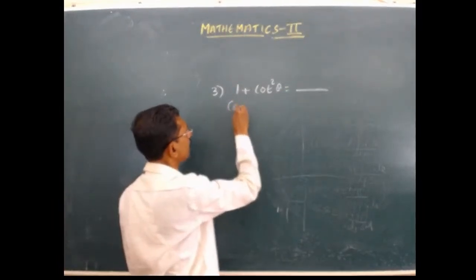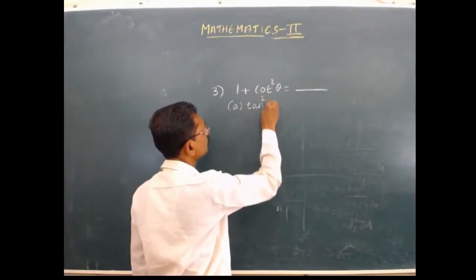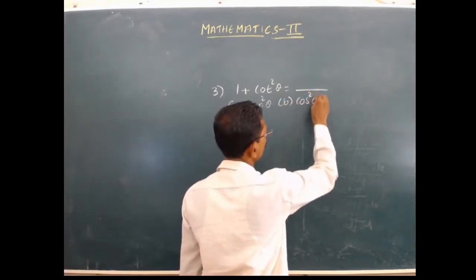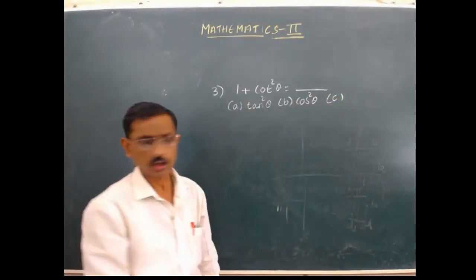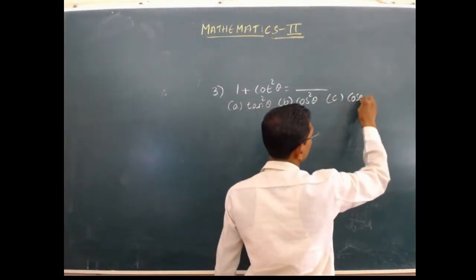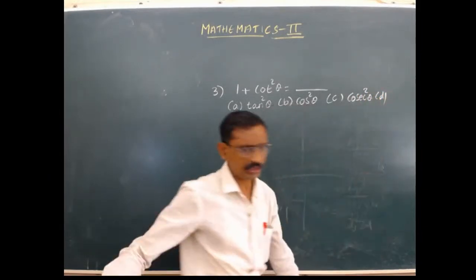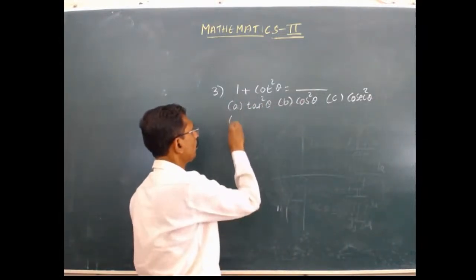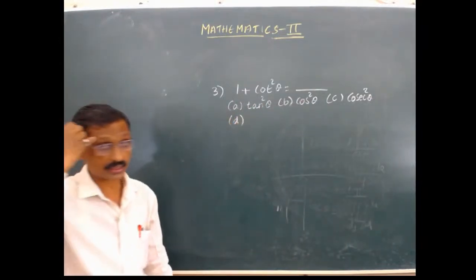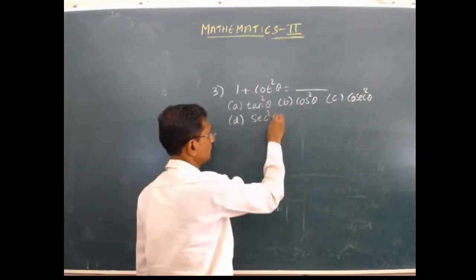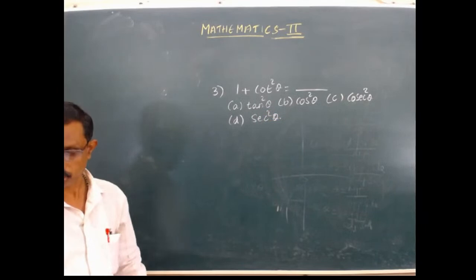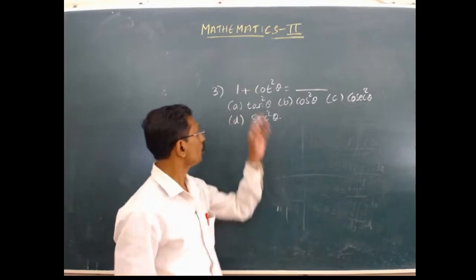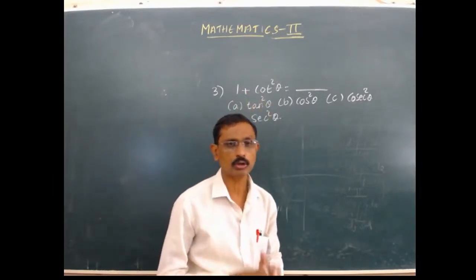My options are: A, tan square theta. My option B is cos square theta. My option C is cosec square theta. My option D is sec square theta. Right? So I have got a variety of options here. Read the MCQ properly. 1 plus cot square theta is equal to how much?